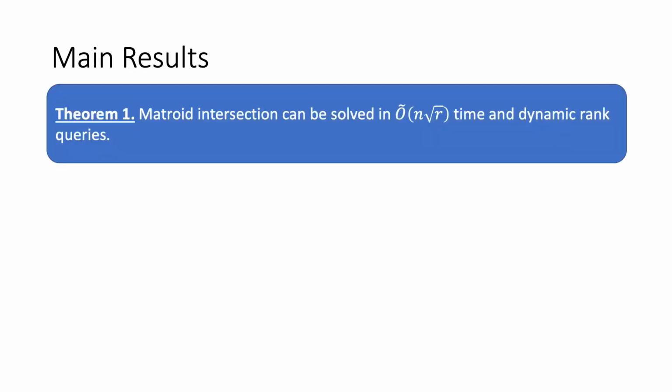Okay, so now given the introduction of this new notion of dynamic oracle, let me now mention the technical results that we have in this paper. As I hinted earlier, we showed that matrix intersection can be solved in n-root-r running time and dynamic rank queries. This is stronger than Chakraborty, Lokshtanov, and Wang's algorithm in the sense that the query sets that the algorithm uses are close to each other and therefore can be maintained efficiently.